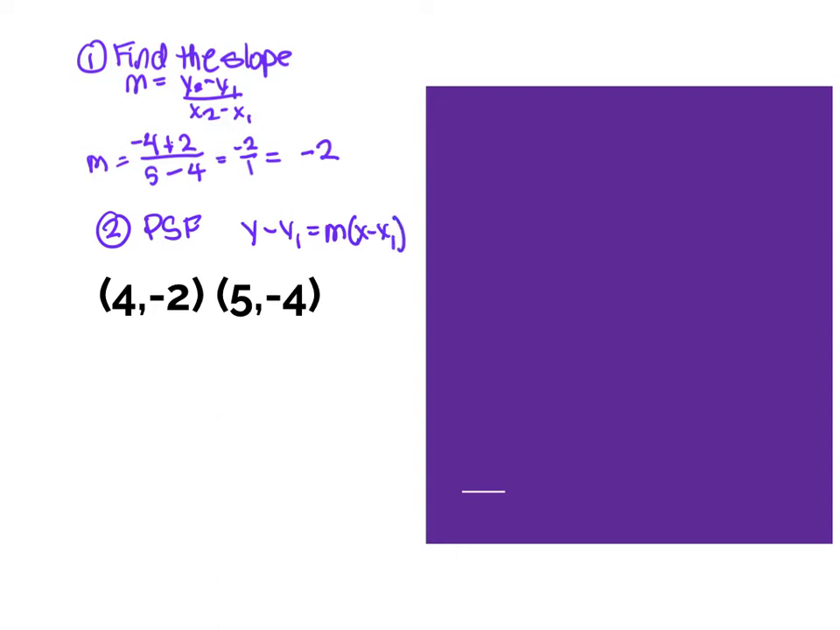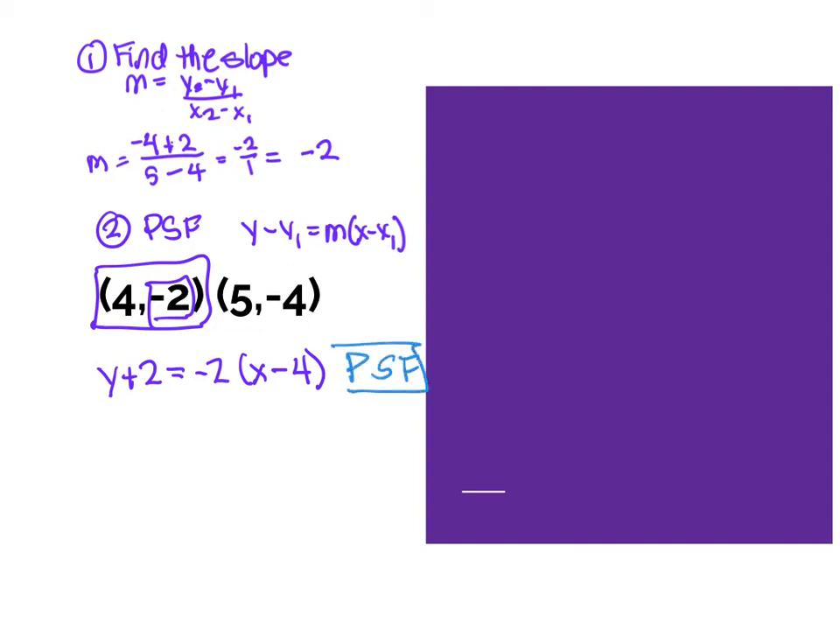This will probably be our best strategy to manipulate this equation in order to get it in standard form. So let's go ahead and do that. I'm going to pick this point right here. And so my y is -2. So I'm going to take y plus 2 equals my slope of -2 times x minus 4. So now I have it in PSF form.